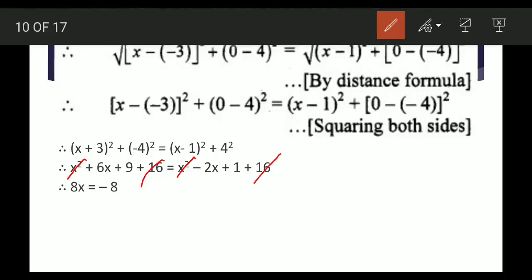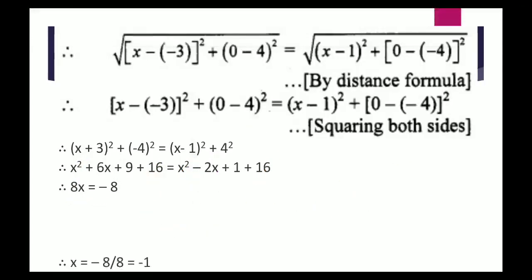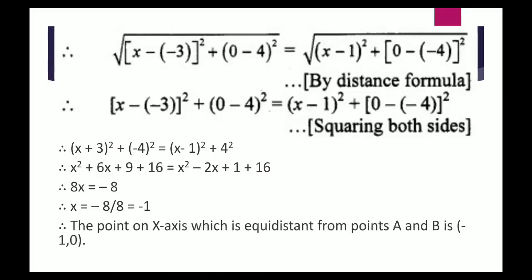After doing the calculation, children, if I bring 2x to this side, 6x plus 2x is equal to 1 minus 9. So we will have this statement. This will become 8x, this will become minus 8. Don't think about where it came from directly. So the x value will be how much, children? Minus 8 upon 8, that is equal to minus 1. So the point on the x-axis which is equidistant from points A and B is minus 1 comma 0. That is the answer.